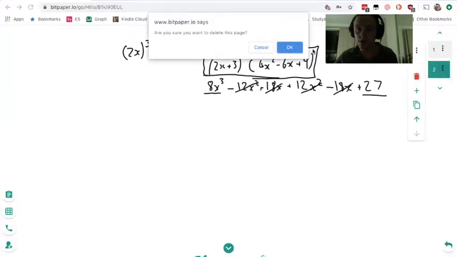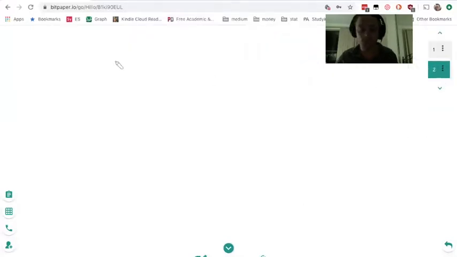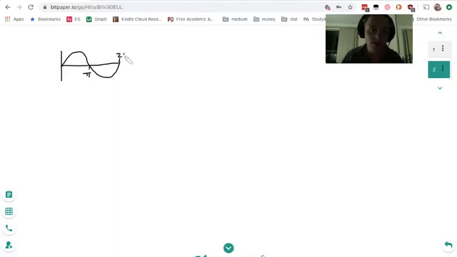Okay, new page. Let's have a look at sine. Sine looks like this. If we're talking in radians, this is pi here. This is 2 pi. What does tan look like? Tan looks like something like this, and that repeats, the periodic functions.